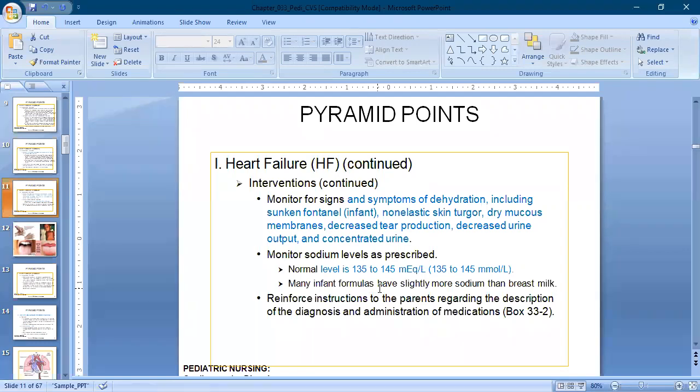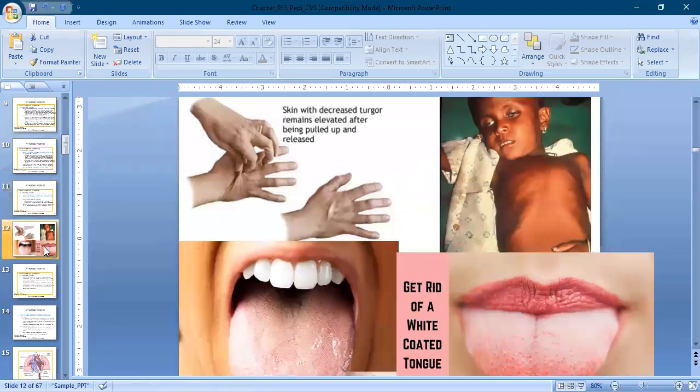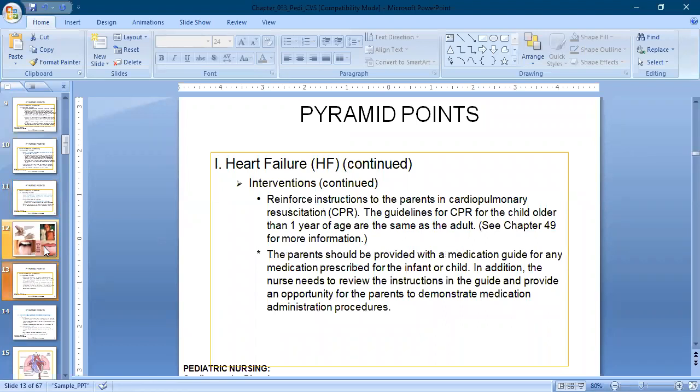Also, many infant formulas have slightly more sodium than breast milk. We have to educate or reinforce instruction to the parents regarding the description of the diagnosis and administration of medication. So next, continuing with heart failure, reinforce the instruction to parents for cardiopulmonary resuscitation, or shortly called CPR.